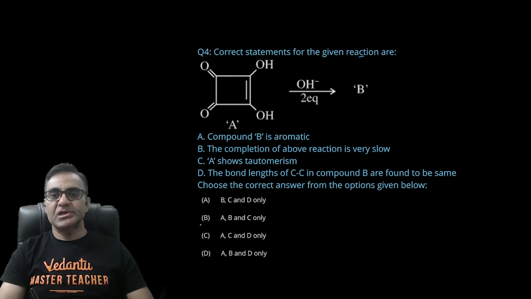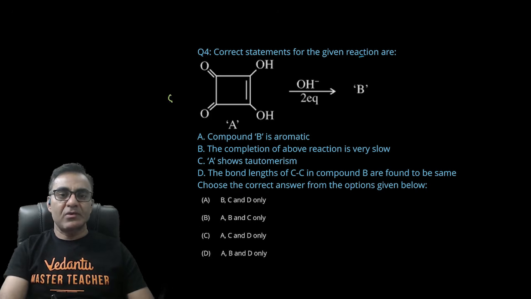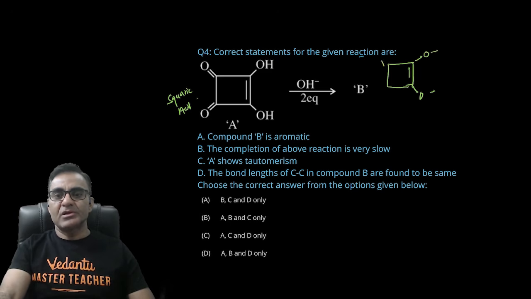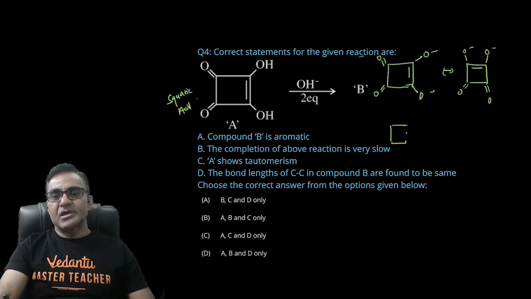Correct statement for the given reaction. Actually, the compound written on your screen is squaric acid. If we give it 2 equivalents of base, it actually converts into a dianion. O minus, double bond O, double bond O. And now I can draw 4 resonating structures of this compound. O minus, double bond O, double bond O. Every carbon oxygen bond is going to be equivalent.